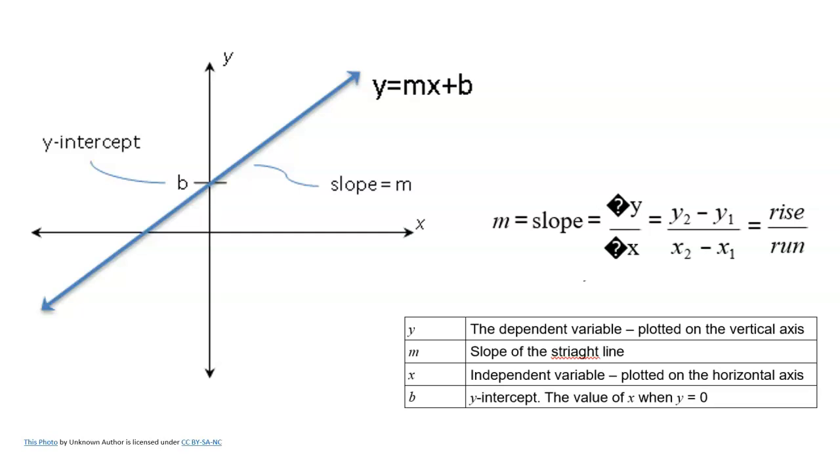Slope-intercept form of the equation of your line. The slope of a straight line, which is represented by your lowercase m, is basically the ratio of the rate of change in y to the rate of change in x, okay?